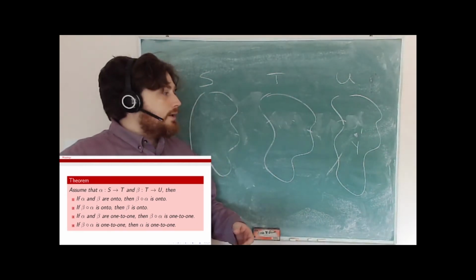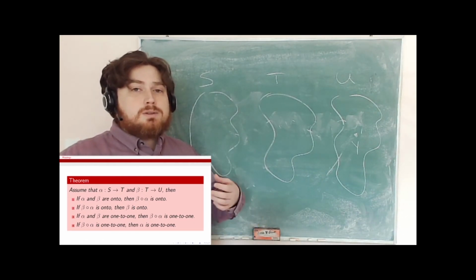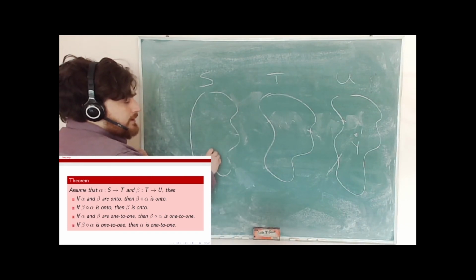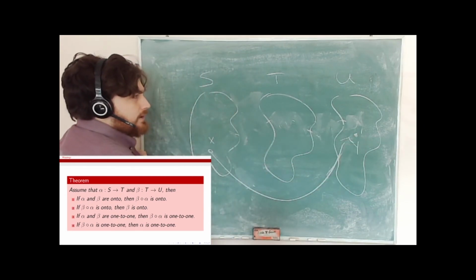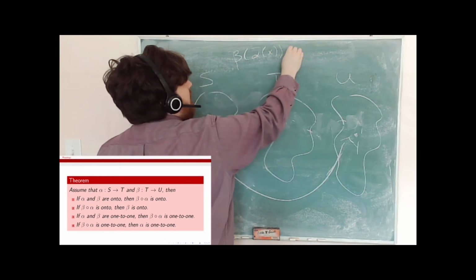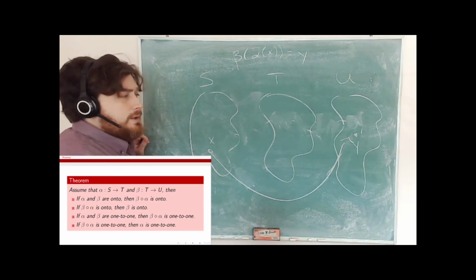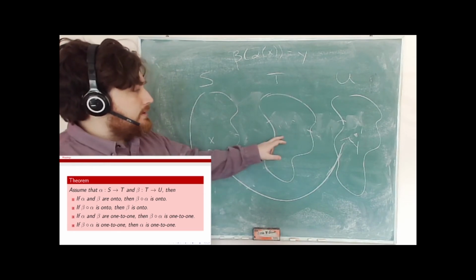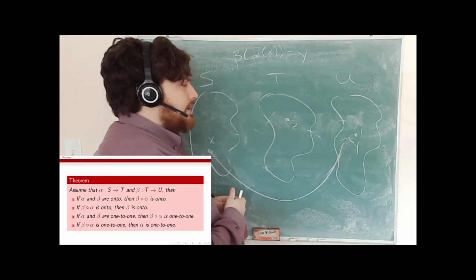All right, so now we're working on number 2, and we get to assume that beta of alpha is onto, and I want to show that beta is onto. So what we get to assume is that there exists an x such that beta of alpha maps x to y. So there exists an x such that beta of alpha of x is equal to y, because that's what it means for beta of alpha to be onto. What I have to show is that for every y, there exists a z in T such that beta of z is equal to y.